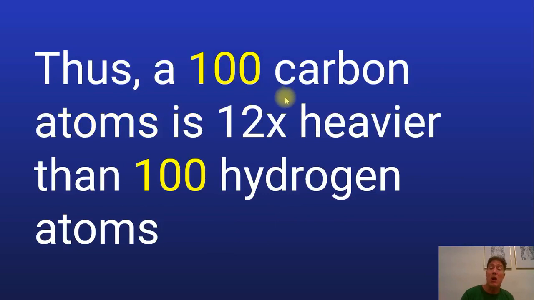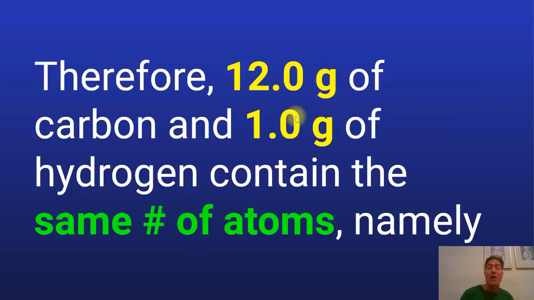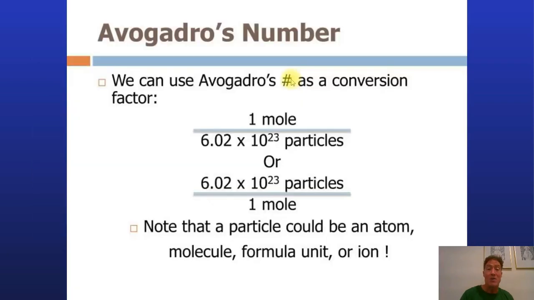So if you took 100 carbon atoms, they would still be 12 times heavier than 100 hydrogen atoms, because 100 times 12 AMUs, 1200 AMUs, is going to be 12 times as much as 100 times 1 AMU, 100 AMUs. So any number of carbon atoms is always going to be 12 times heavier than the same number of hydrogen atoms. Therefore, 12 grams of carbon and 1 gram of hydrogen preserves that 12 to 1 ratio. They contain the same number of atoms, namely an Avogadro's number of them.